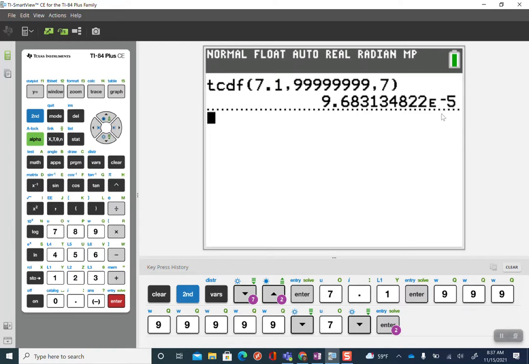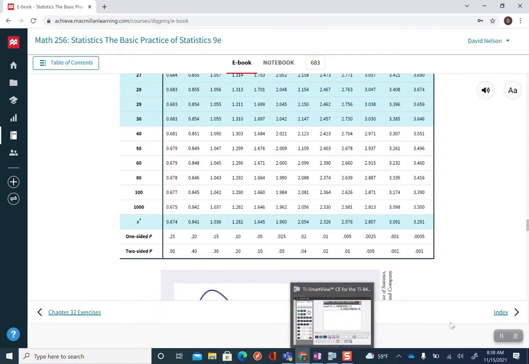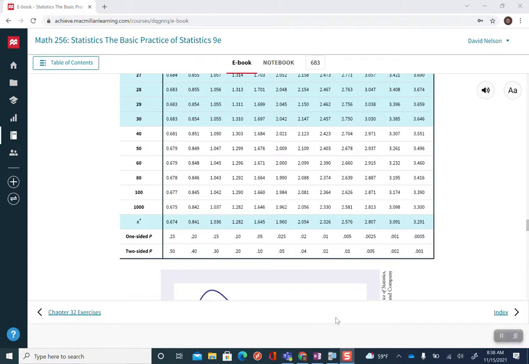So you can get actual p-values from the calculator, or if you're using that table, the best we can do is get an approximation. We bracket our t-score between the two values in the table, and then that brackets the p-value between the corresponding parts down there. All right, I hope that straightens things out for you. Makes some sense to you.